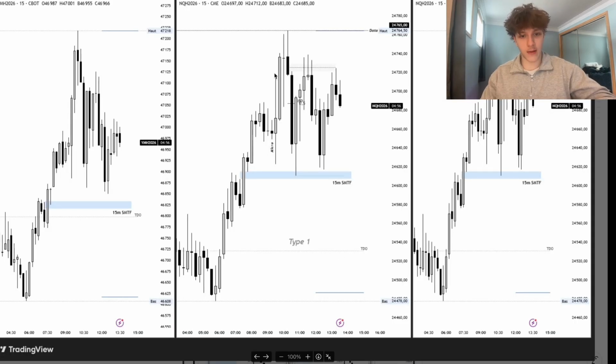So this is what the type 1 will look like. If we look, YM doesn't have a 15-minute imbalance, NQ has one, and oh, I put NQ on the same chart. Or whatever, that's the same thing anyway. NQ has it, but we never have one on YM. So this makes this a 15-minute SMTF.